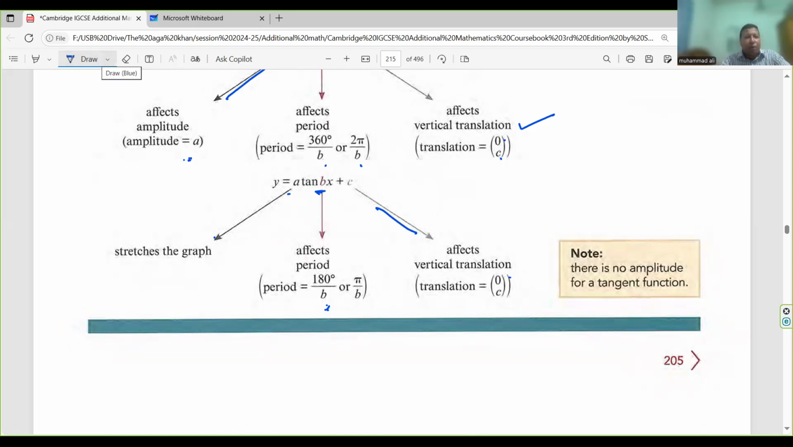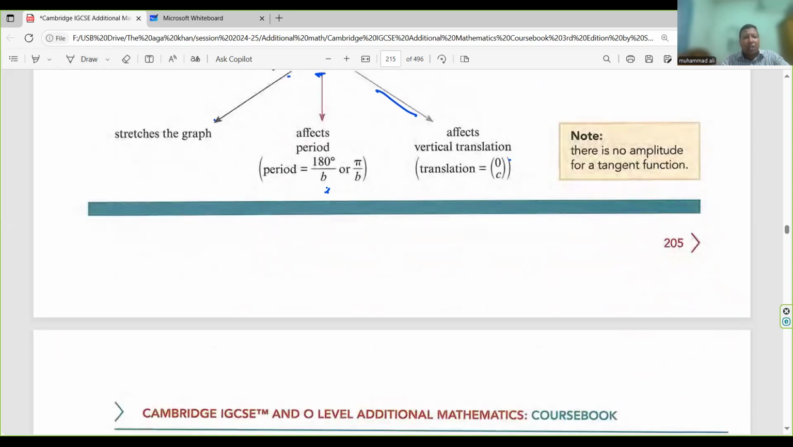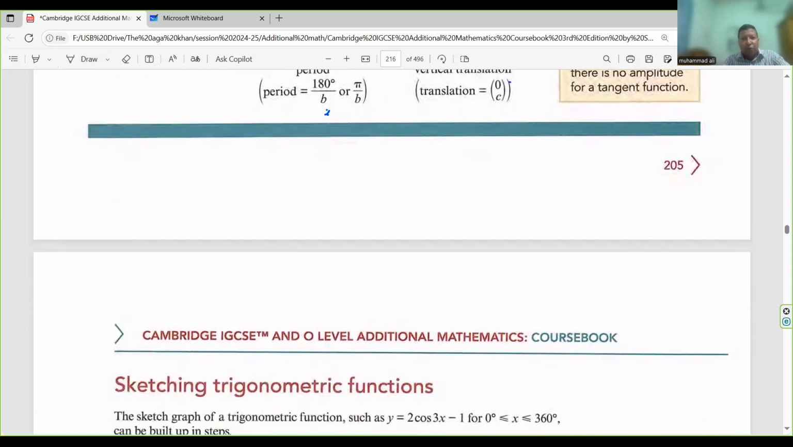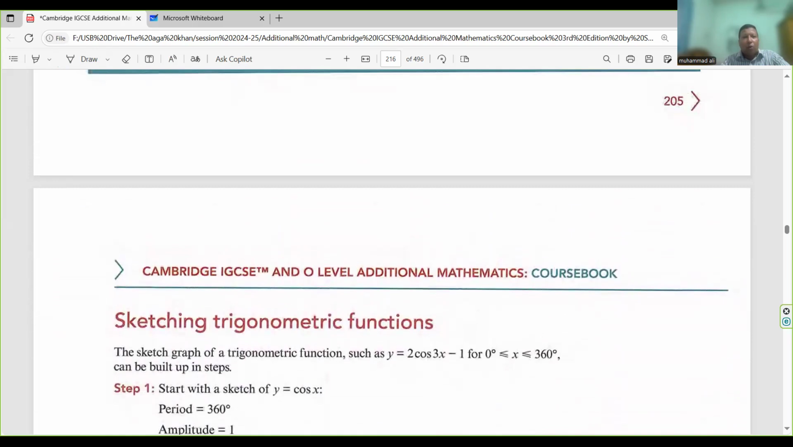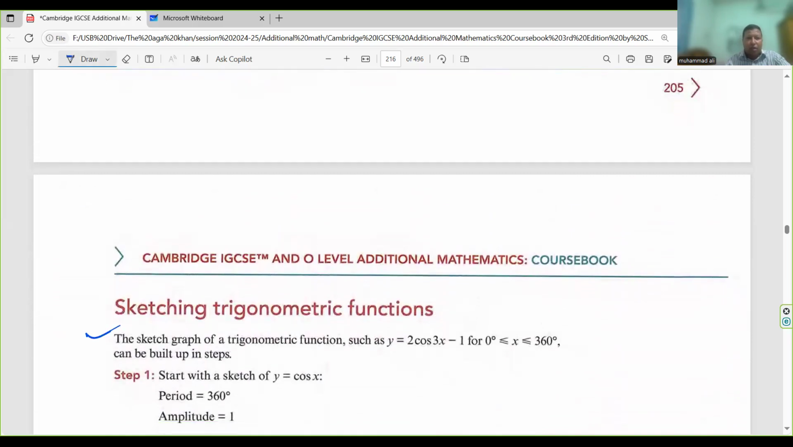So these are the very important basic information for sine, cos, and tan function if you want to find out the amplitude and period. Now we will focus on this question. Sketching trigonometric functions. The sketch graph of a trigonometric function such as y equals 2 cos 3x minus 1, for x greater than or equal to 0 and less than or equal to 360 degree, can be built up in steps. So we try to sketch this curve and find out the amplitude and period of this curve.